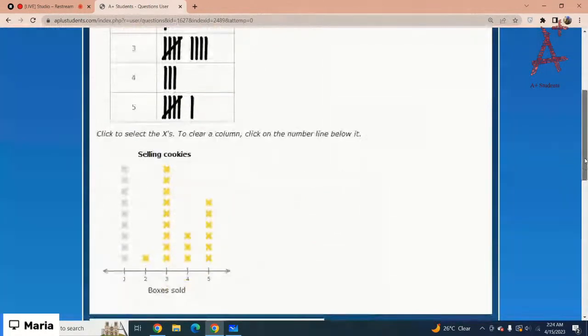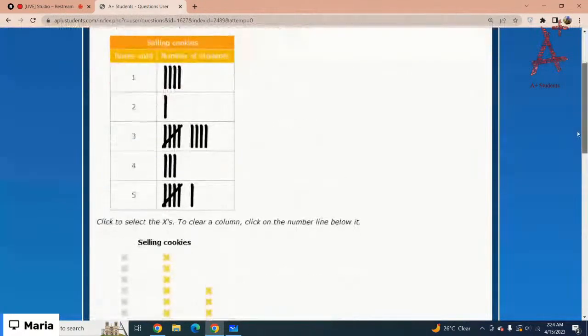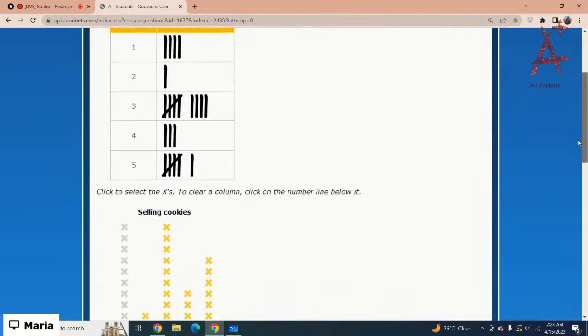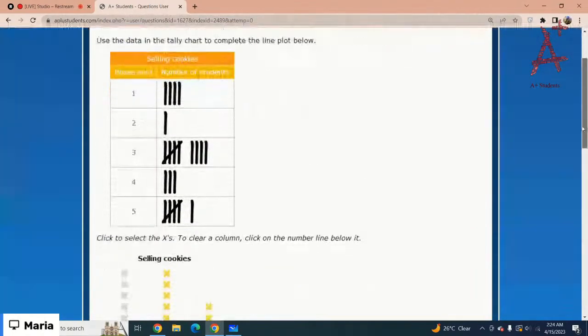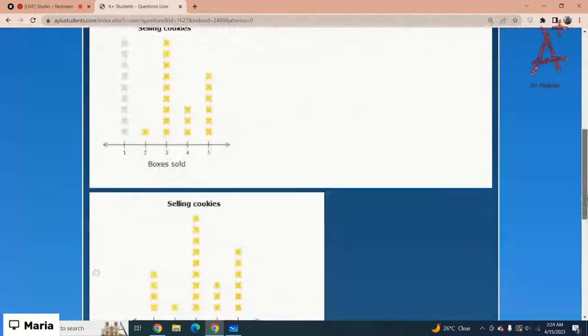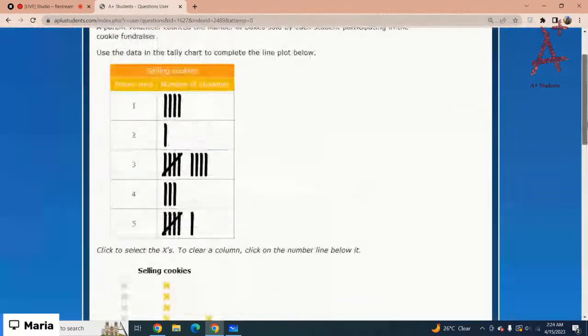One of the lines is, I think, missing. Click to the axis to create a column. Click to the number below. Basically, complete the line plot. The values are 4, 1, 9, 3, and 6.